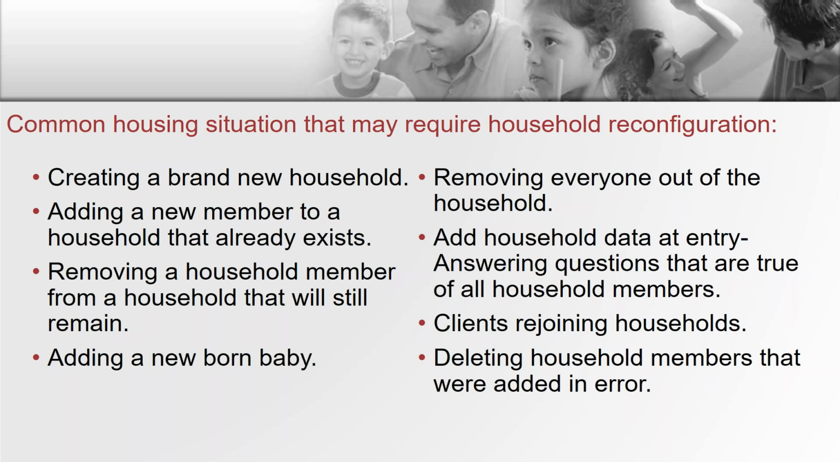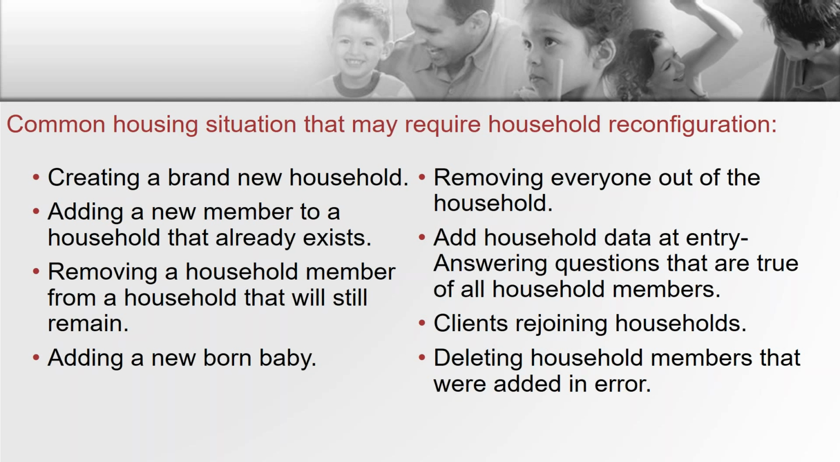Adding household data at entry, so answering questions that are true of all household members. Again, this is beneficial if you're working with 2 to 10 clients in a household. There are some questions that can be answered the same for everybody, right? Like maybe residence prior to project entry, maybe this household of 3 all came from a place not meant for habitation. So we can answer that question as true for everybody. Whereas for questions like date of birth, we're going to have to go into their profile. But what this feature allows us to do is answer as many of those questions that are universal to most or everybody in the household. So we'll go over how to do that.